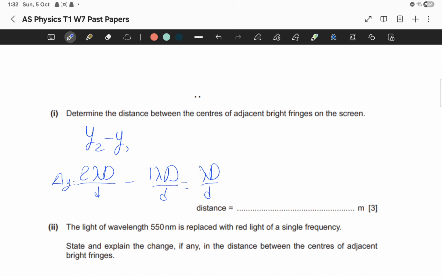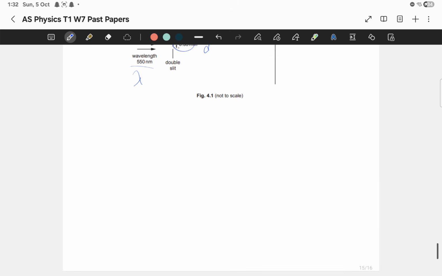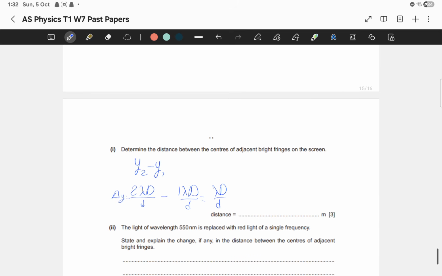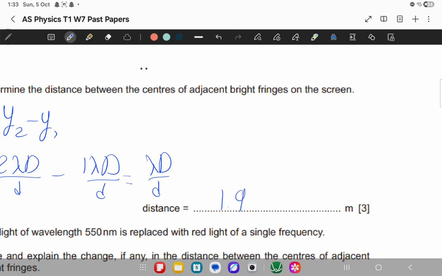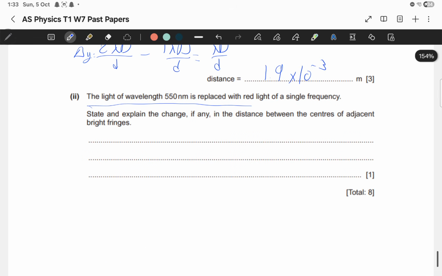So we have lambda, we have capital D, and we have small d. All we have to do is apply: 550 times 10 to the power of negative 9 times 1.2, all over 0.35 times 10 to the power of negative 3. This gives you 1.88, which we round to 1.9 times 10 to the power of negative 3 meters. Done. Okay.